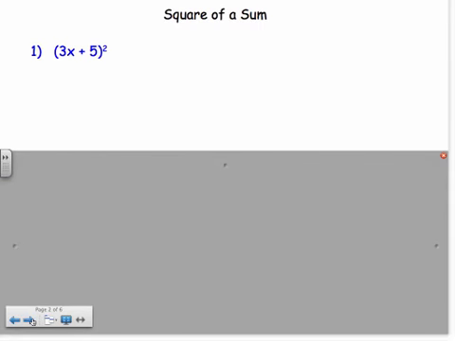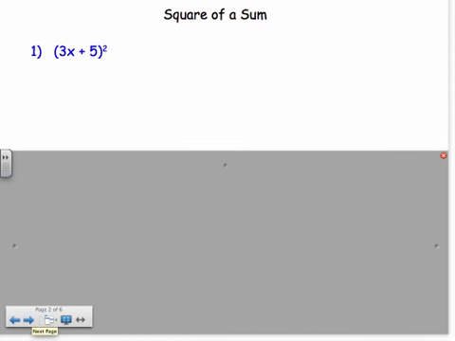Let's go through an example first so we can really understand why this square of a sum works. So we have (3x plus 5) squared. Now, this isn't our exponent property that we've done before. It's not like (3xy) squared, where I can just distribute that exponent. I can't distribute this square right here, because of this plus sign. My exponent property is for a product and this is a sum. So I can't distribute that square.